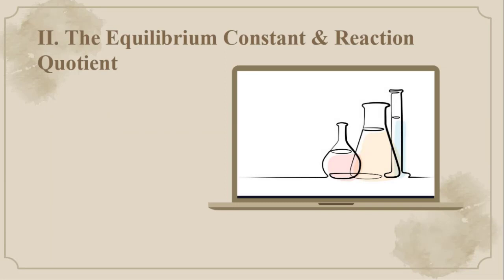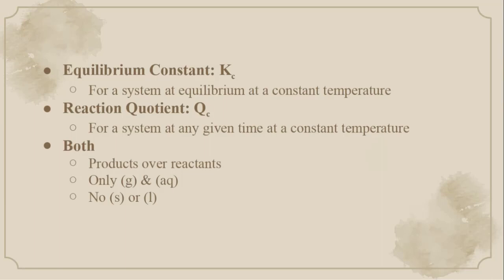And then we're going to talk about the equilibrium constant and the reaction quotient. The equilibrium constant is denoted by Kc, and the reaction quotient is denoted by Qc. Kc tells you what the reaction is at equilibrium, and Qc tells you at any given point in the reaction.